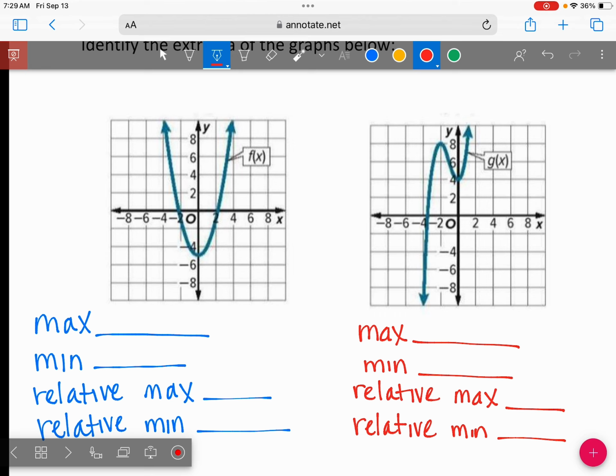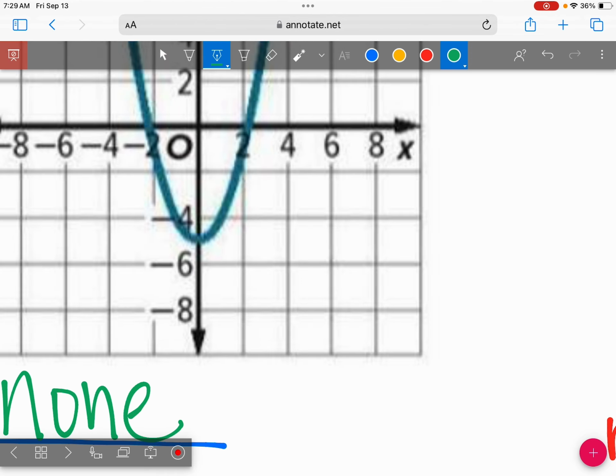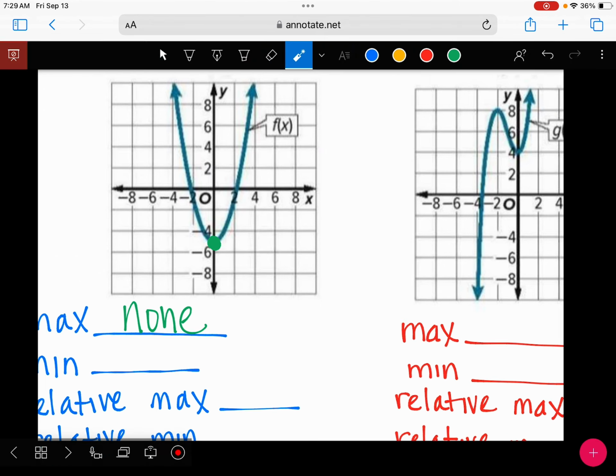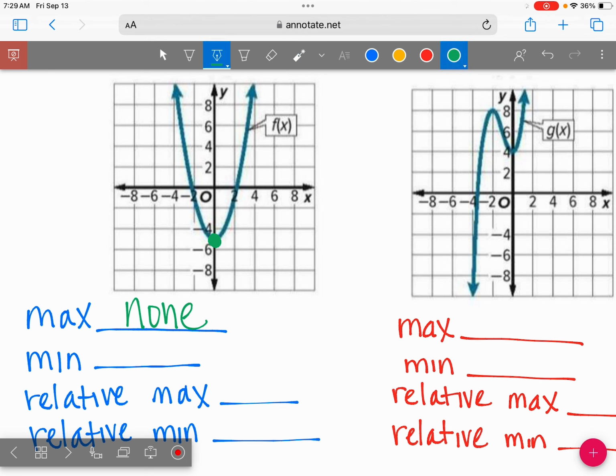So looking at this, do you see how we have 2 arrows pointing up? That means that we don't have a max. We're going to say none. We don't have one of those. The lowest point on this graph is right here. I'm going to zoom in. So that would be our minimum. We don't have an arrow pointing down, so we do have a minimum. And that looks like it's halfway between -4 and -6. So we'll say it's at 0, -5. So 0, -5 is the lowest we go.